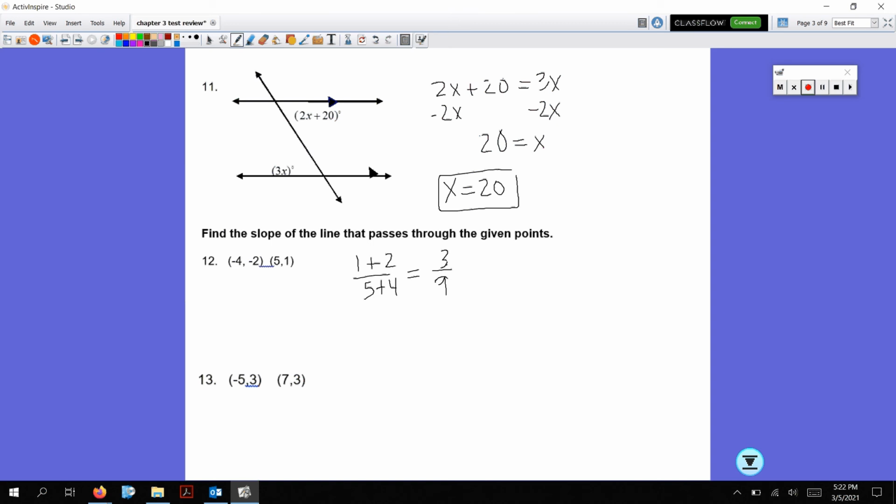Please make sure you reduce your slopes if possible. Do not give me mixed numbers. Do not give me decimals. But I do want a reduced fraction when possible. That is 1/3. All right, number 13, 3 minus 3 over 7 minus negative 5, which is plus 5. That gives me 0 over 12, which is 0, right? It's okay if 0 is in the numerator. It's not okay if 0 is in the denominator.